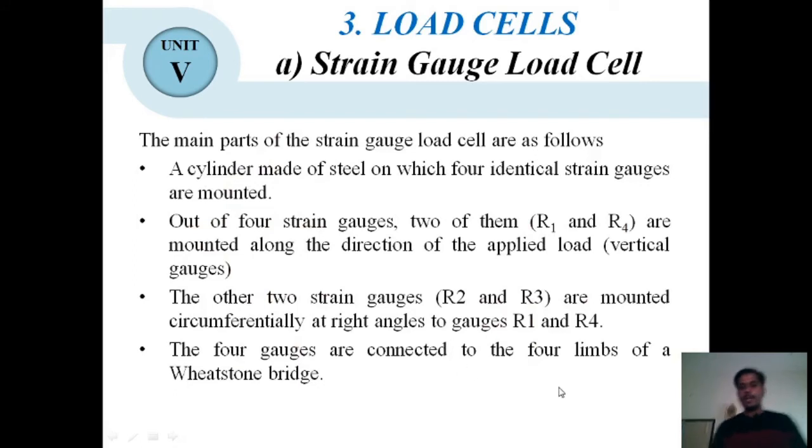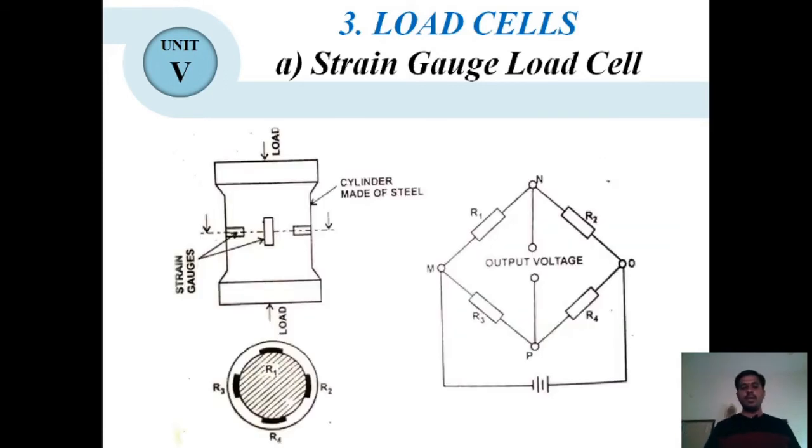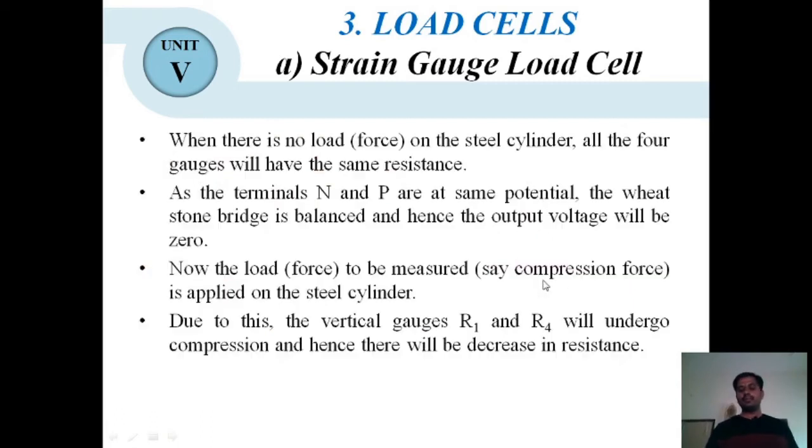The four gauges are connected to the four limbs of the Wheatstone bridge. So we are using the four strain gauges and connecting them to a Wheatstone bridge. There will be a potential difference observed at the terminals N and P. This potential difference will result in a change in the voltage in the galvanometer, which is provided here. So let us see the description.